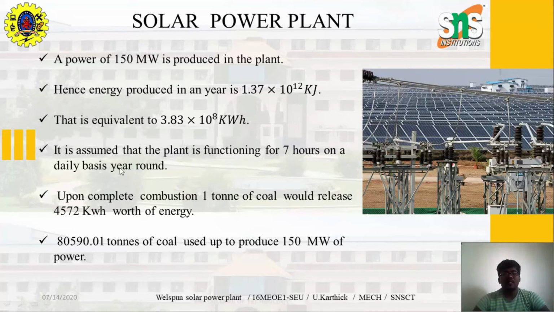By comparison, upon complete combustion, how much energy would 1 ton of coal release? It is almost 4,572 kilowatt hour worth of energy, that is 1 ton of fuel or coal. Say in order to produce 150 megawatt of power, almost 80,590 tons is required, right?